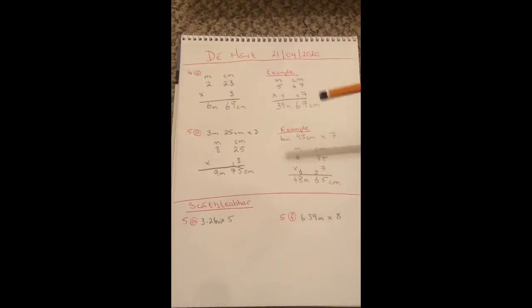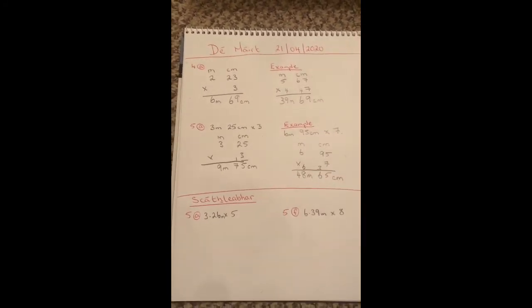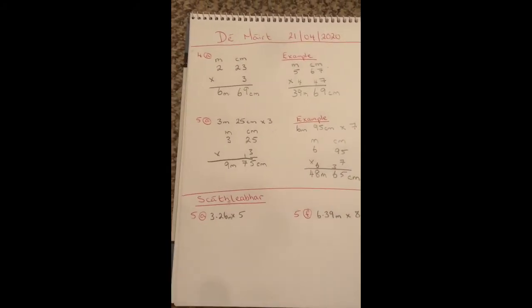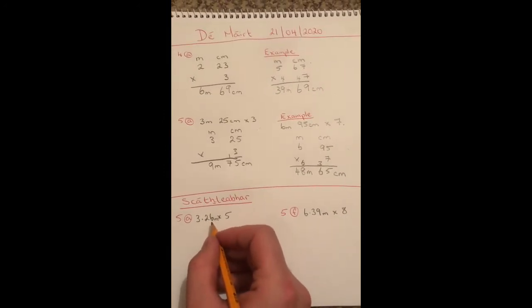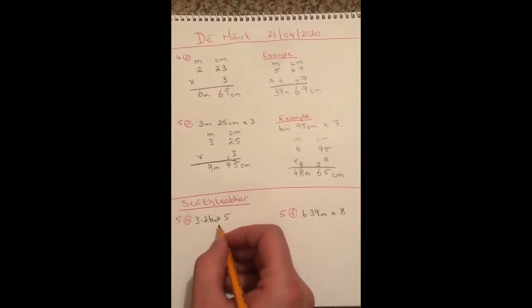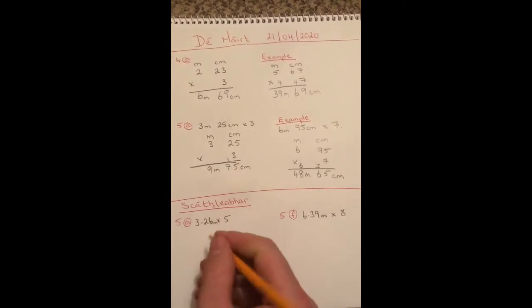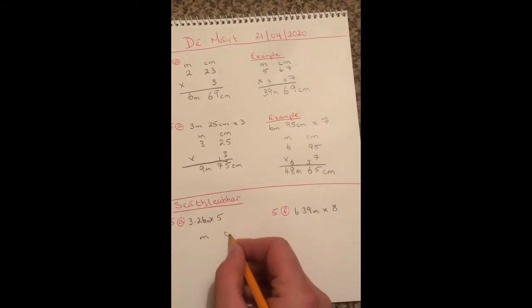Now down here we have questions from our school hour. This is question 5 that you have today in the school hour, page 47. So now you can see that they're written like decimals, but I want you to write them out the same way. So we put our meters and our centimeters, and we go 3 meters, 26 centimeters multiplied by 5.